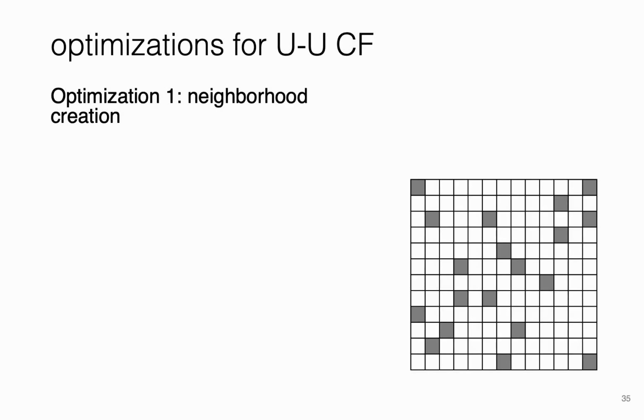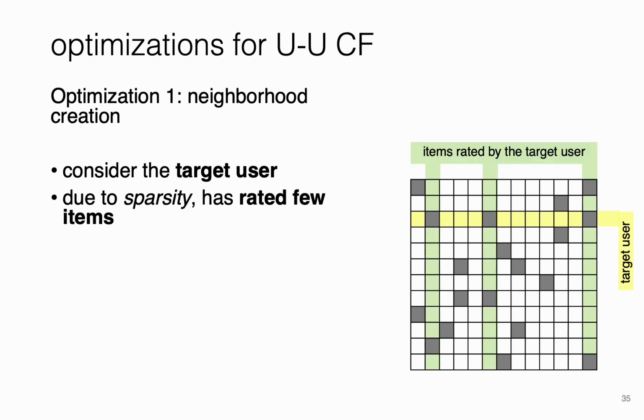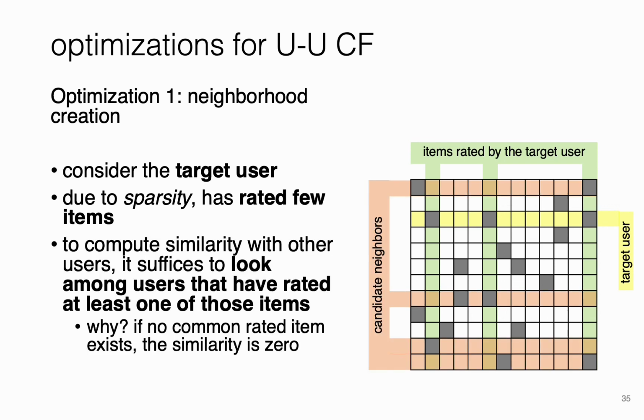Let's see how we can make neighborhood creation faster. Consider the target user shown in the ratings matrix as the yellow row. This user has rated a few items shown as green columns. When computing similarities, we only need to look at other users that have rated at least one of these items. These users are shown as red.